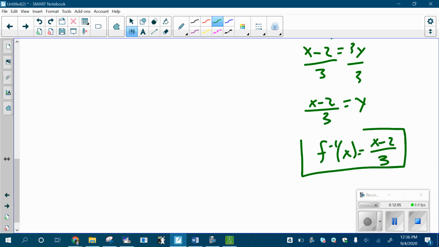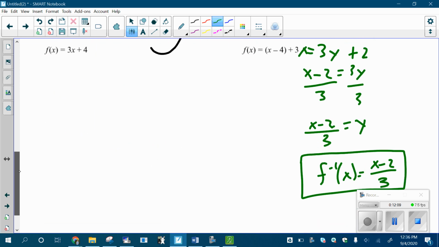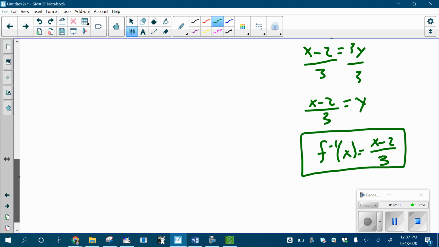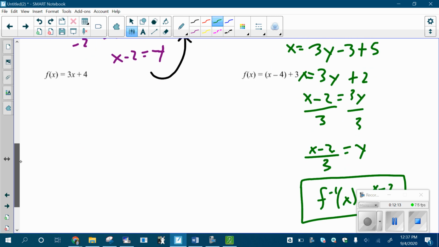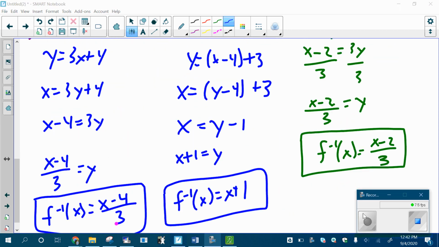Again, the reason these steps exist is because it's kind of hard to look at this original function and then figure out that this would be the inverse. That's pretty hard. That's why this algebra exists. Okay. I want you to go ahead and pause and give these next two a try. Follow our 3 steps up above. Don't forget. Give those two a try.